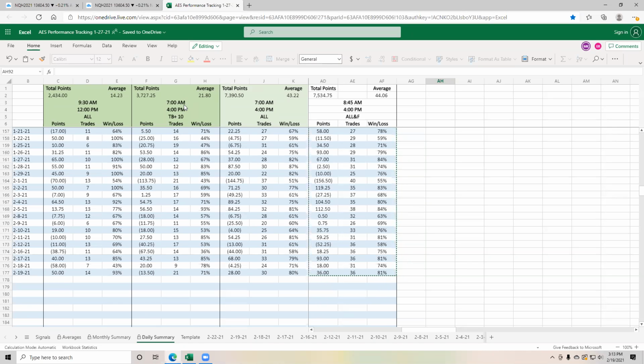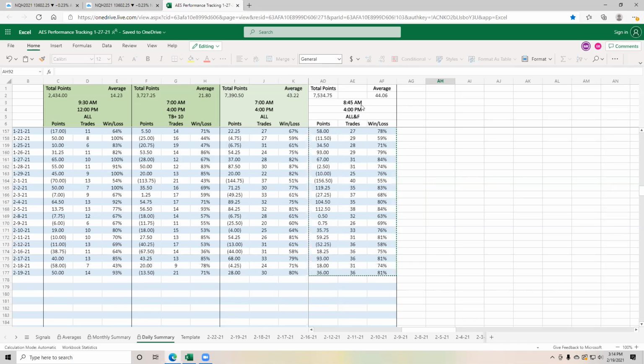Then there's another category that we track, which is from 7 a.m. to the end of the market day, taking only the trending signals. There are 2 trending signals within AES. One is the trend bias signal, which is the initial start of a trend, and the second is a continuation of the trend. And so if you'd only taken the trend and continuation signals today, we actually lost 13.5 points today. We took 21 trades, so the win-loss ratio was not quite as good on that. Then, of course, we have 7 to 4 all, which was positive 28 points.